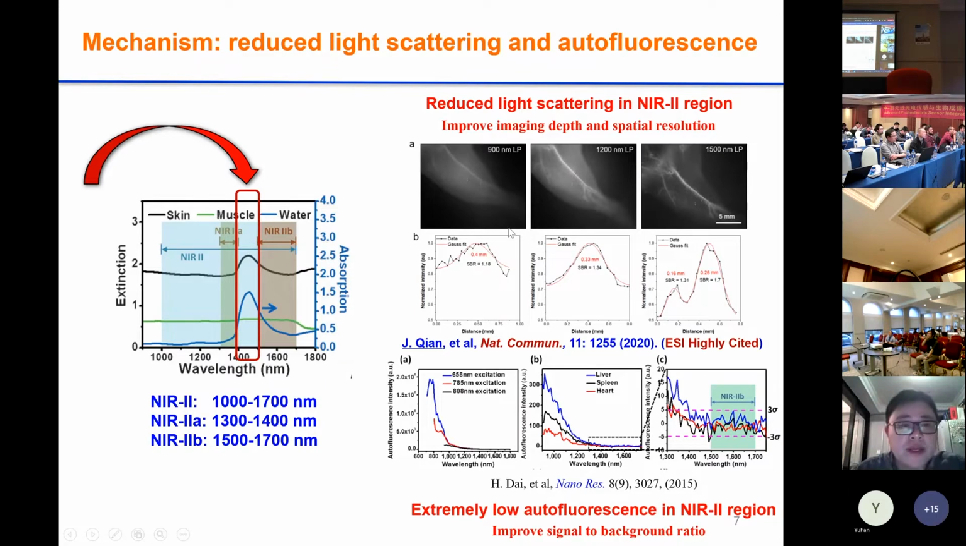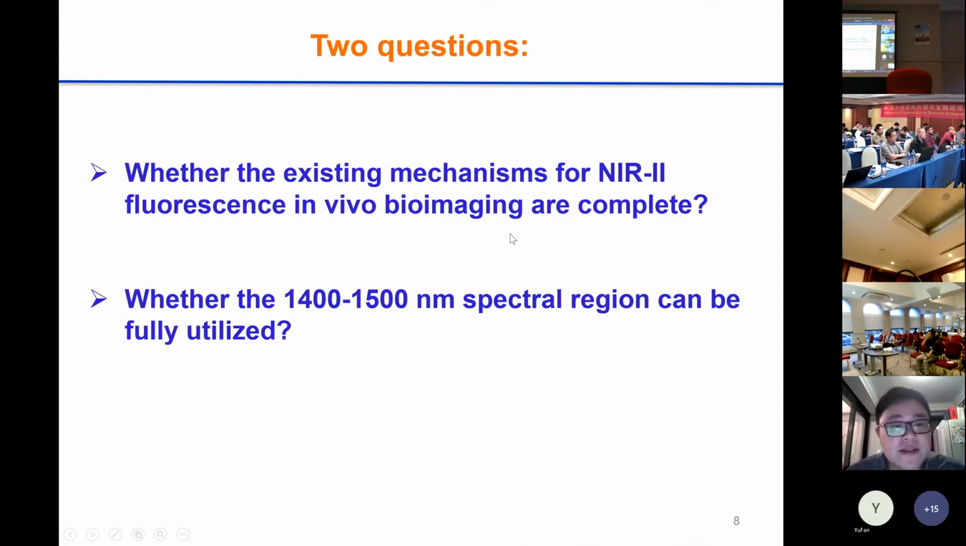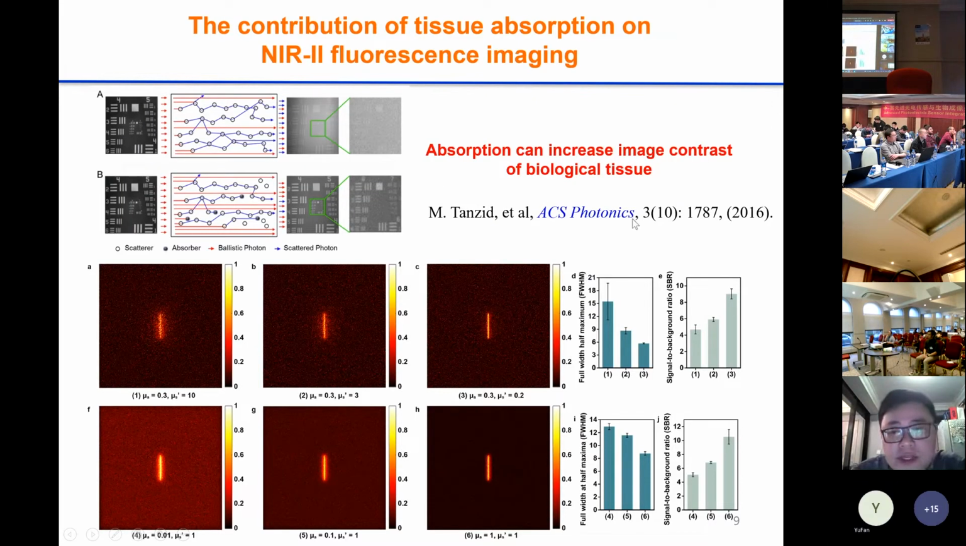So is it true? Based on this puzzle, we raised two scientific questions. First, whether the existing mechanisms for NIR-II fluorescence in vivo bioimaging are complete. And second, whether the 1400 to 1500 nanometer spectral range can be fully utilized. This is an ACS Photonics paper from 2016. According to their results, they proposed that absorption can increase the imaging contrast of biological tissue.